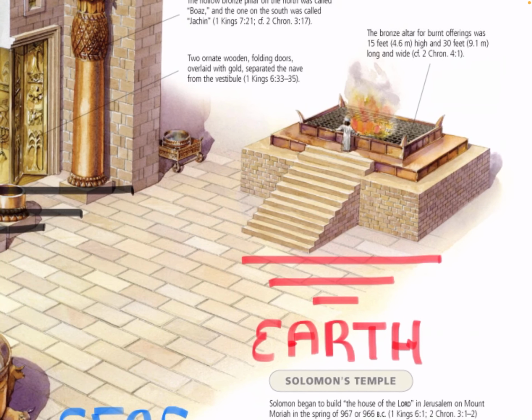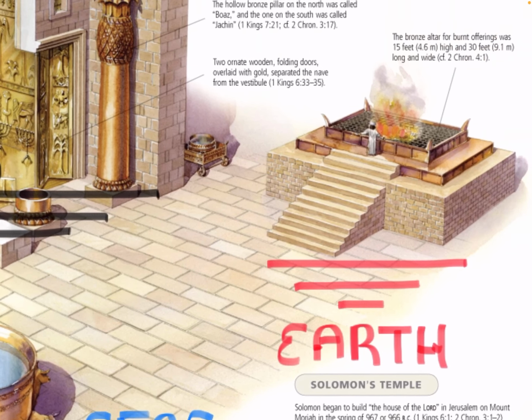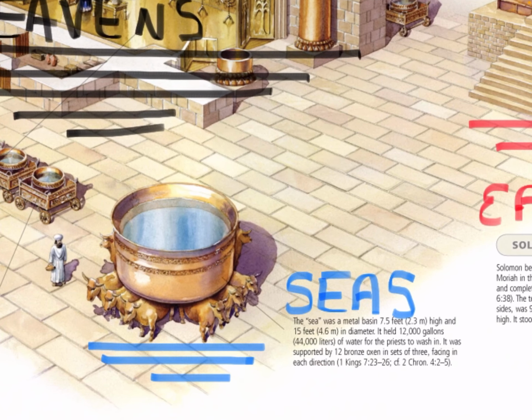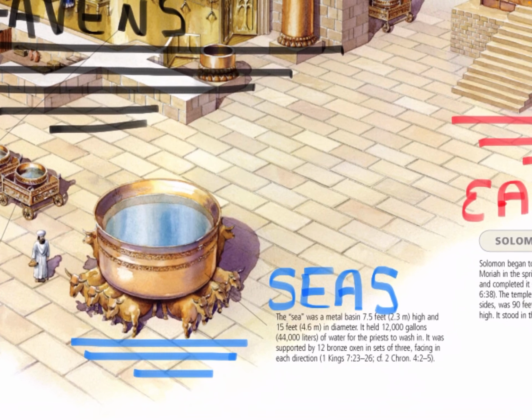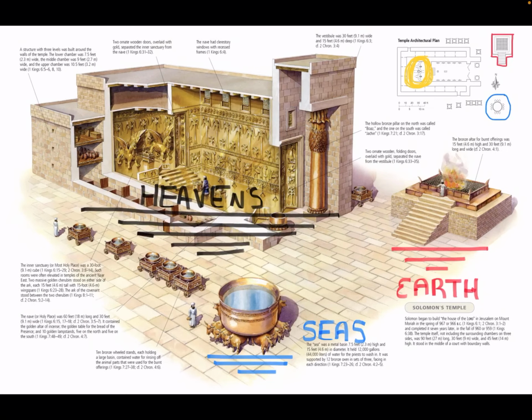Then we have the bronze altar where the sacrifice is made for the people of God so that their sins would be atoned. And this is where we have the burnt offerings, the dry earth, the dry land. And interestingly enough, across from the bronze altar, in the directions in Exodus and Kings and Chronicles, we have the sea basin, the metal basin, actually called the sea. So we have the heavens, the earth, and the sea.